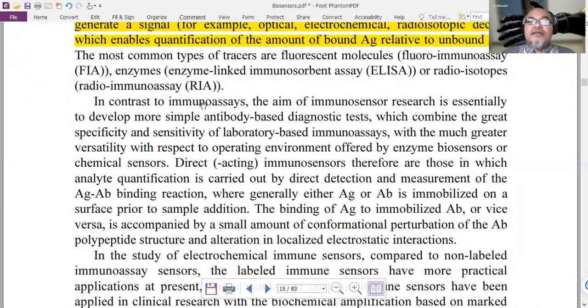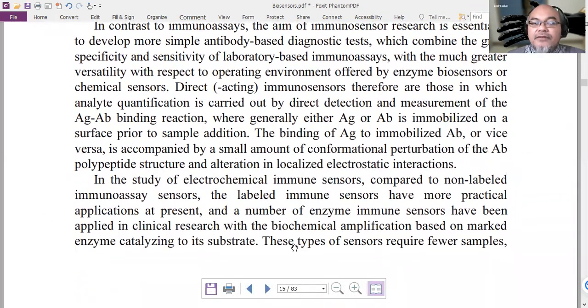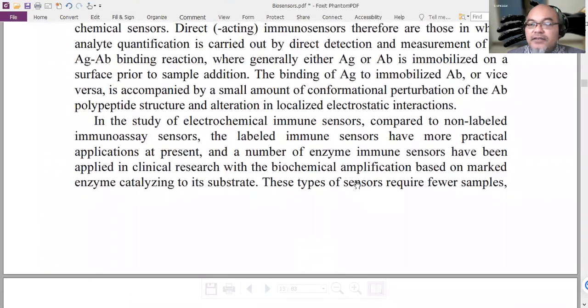So the immunosensor is essentially to develop more simple antibody-antigen tests, compared to immunoassay, which combines the great specificity and sensitivity of laboratory-based assay, but with the simplicity of a biosensor. So it depends. If it were a color change, then we can quantify easily using a camera or even using the bare eye. If it is an electrochemical immunosensor, then we can detect using electrodes, for example.